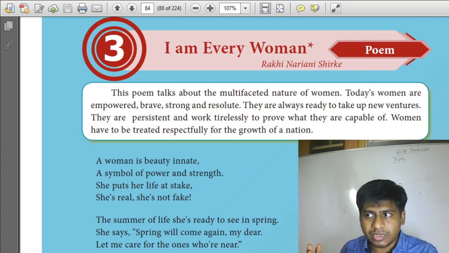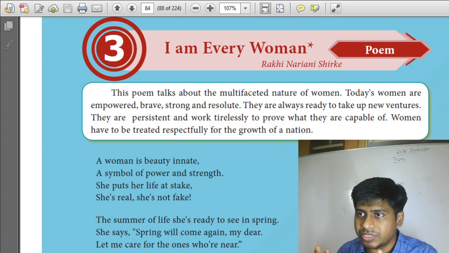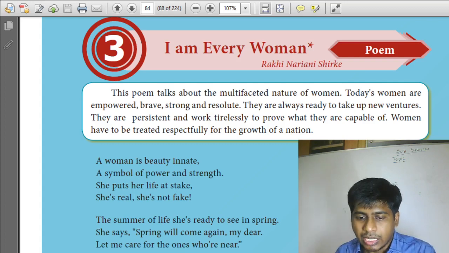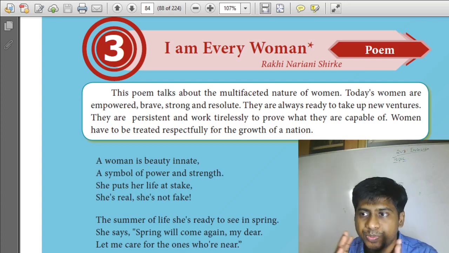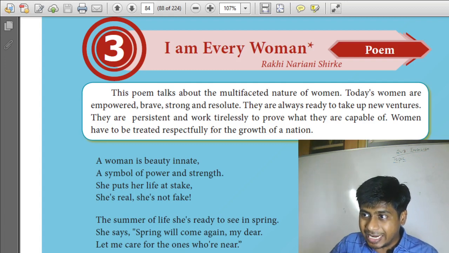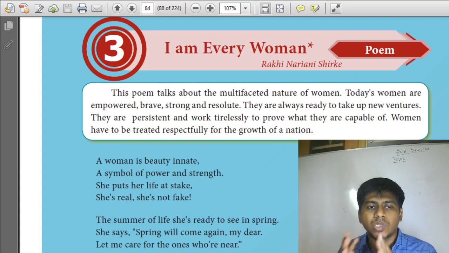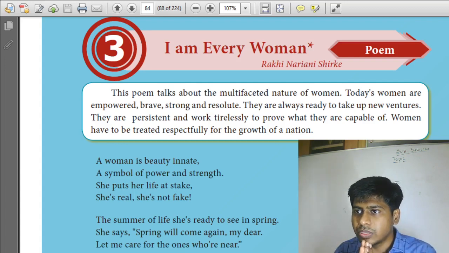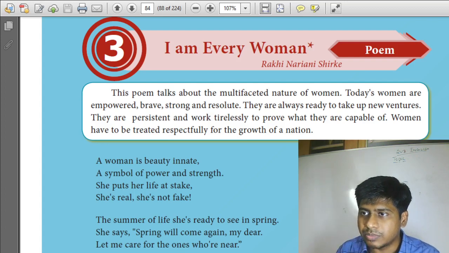And what is the other thing the poet wants to say? We are going to learn a woman is beauty innate. If you talk about woman, she is beauty innate, inborn, she is beautiful. Woman means she is beautiful because that is inborn, that is innate, naturally she is beautiful. Yes, all women are beautiful. Okay. A symbol of power and strength.